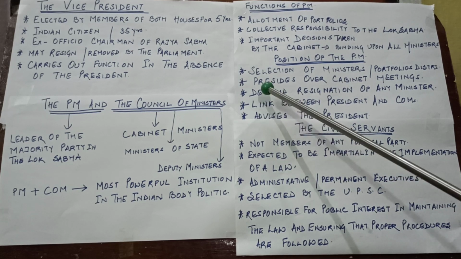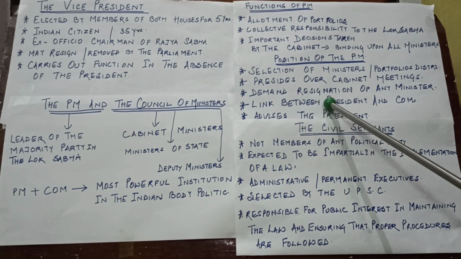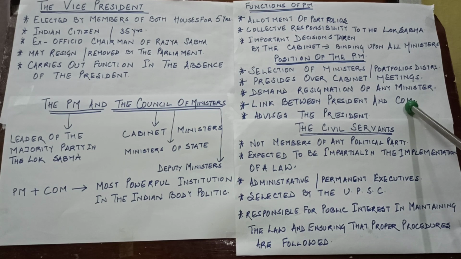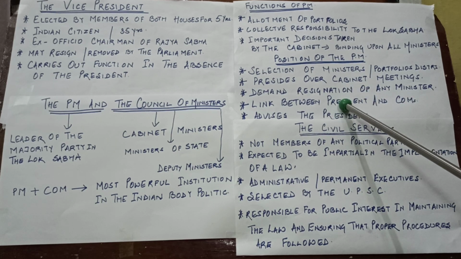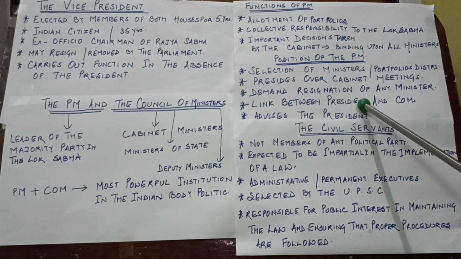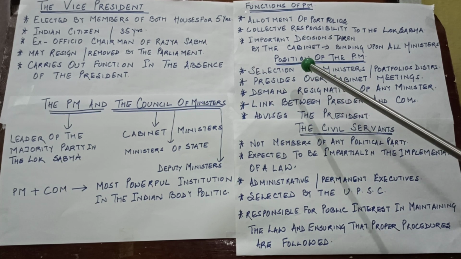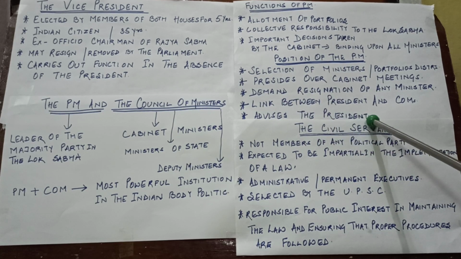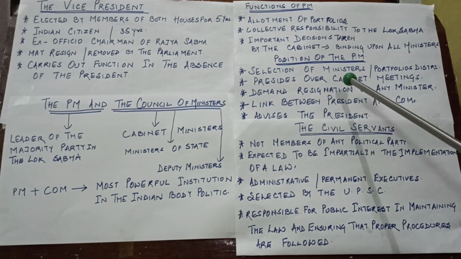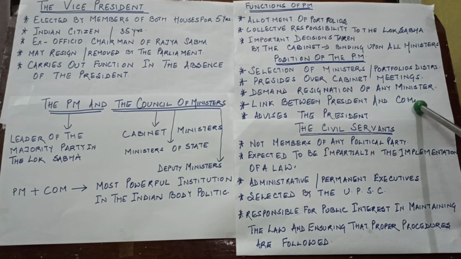The fourth being, the Prime Minister is the link between the President and the Council of Ministers. This means that the Prime Minister reports to the President about the decisions of the Cabinet, and also advises the President whether to dissolve the Lok Sabha or to discontinue the session of the Lok Sabha. The Prime Minister can also expand his cabinet.